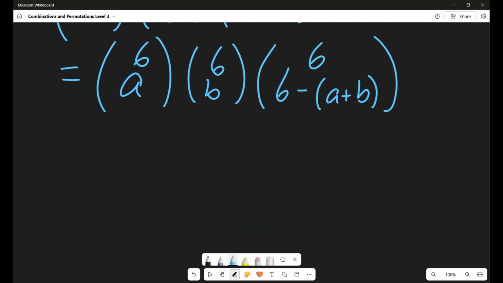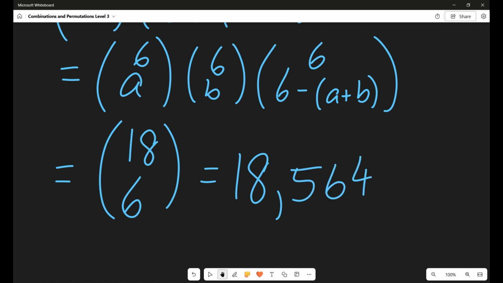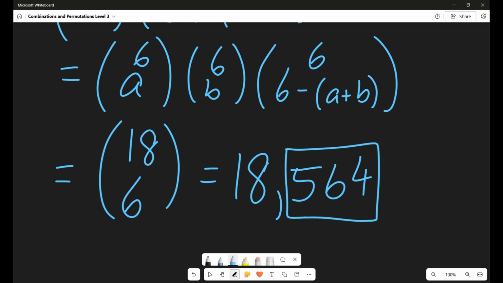Now we notice that when we add our 3 numbers in the lower portion of our combinations, A, B, and 6 minus A plus B, they add up to 6. Now when we take the sum of this over all pairs A and B that satisfy the conditions in the problem, this will just come out to 6 plus 6 plus 6, which is 18, choose A plus B plus 6 minus A plus B, which is just 6. And when we calculate this, it comes out to 18,564. Now, the problem is asking for the remainder when you divide this by 1,000, so our final answer would be 564.